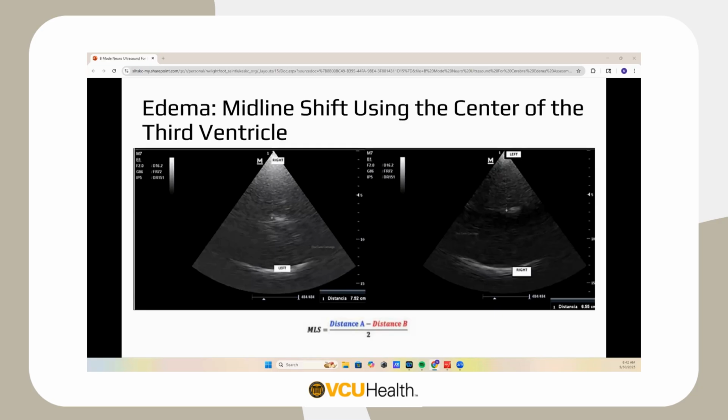This image is another way of measuring midline shift. Here they're using the center of the third ventricle, and they're measuring from the transducer to midline, and then moving the probe to the opposite side of the skull and measuring again from the transducer to midline, using that same formula to check for midline shift.